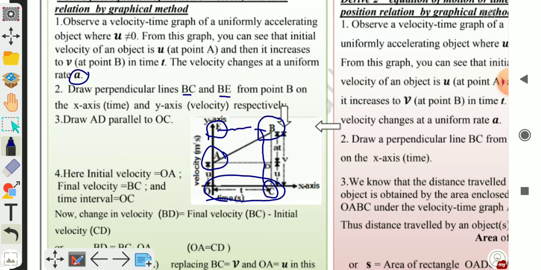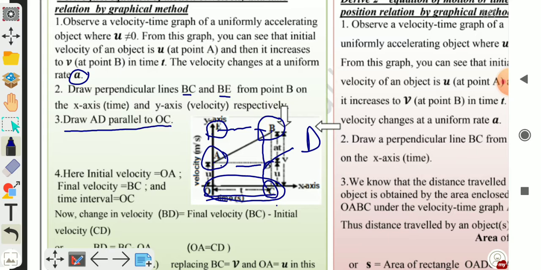आपको दो लाइन ड्रॉ करनी है from point B perpendicular on the x-axis and on the y-axis. These are BE and BC. Draw AD parallel to OC. OC is this one, and AD, this point is D.